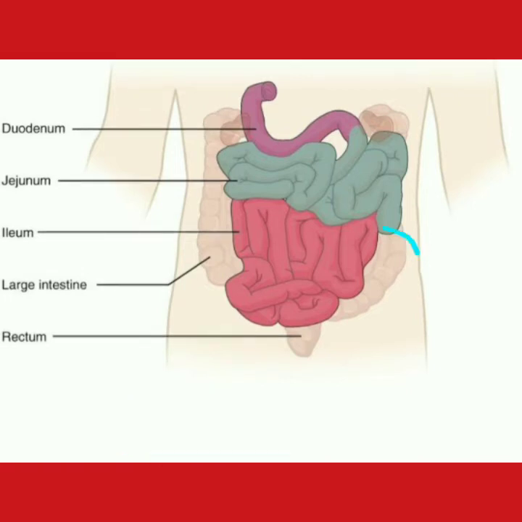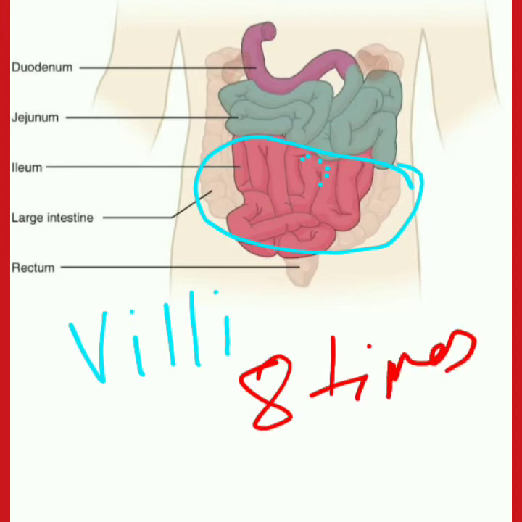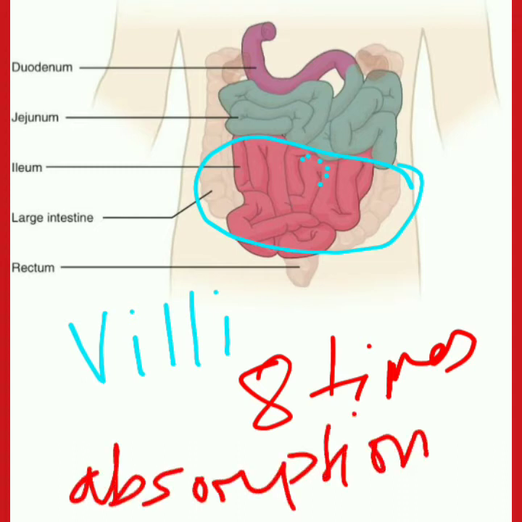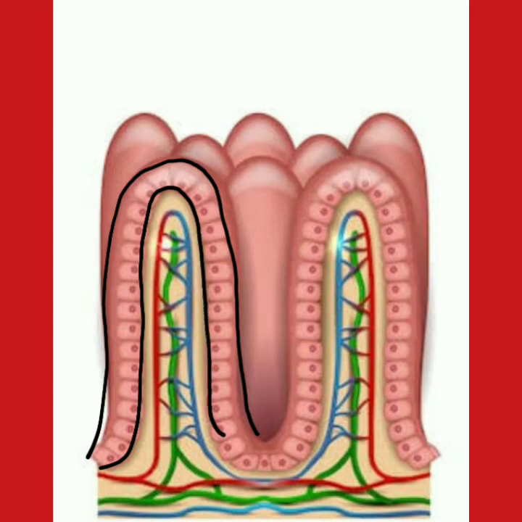The inner lining of the ileum is produced into a great number of tiny finger-like projections called villi. So the villi enormously increase the inner surface area of the intestine, nearly 8 times that of the outer body surface, which facilitates the absorption of digested food. Each villus is covered by a single cell thick epithelium.